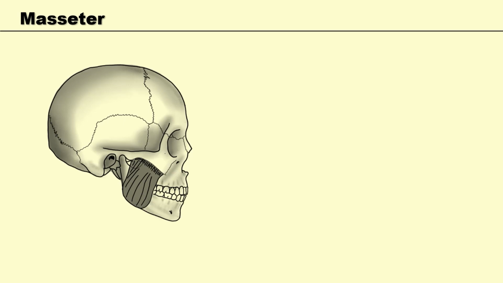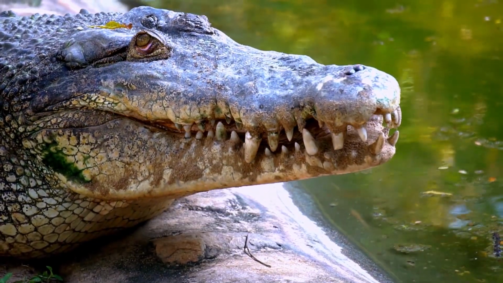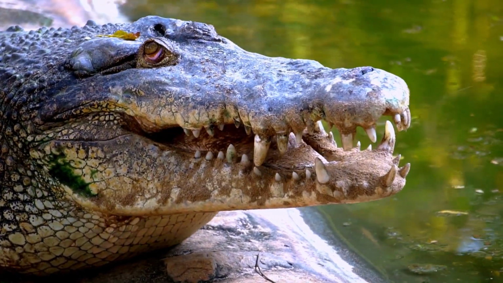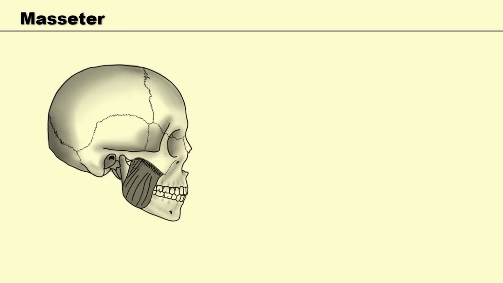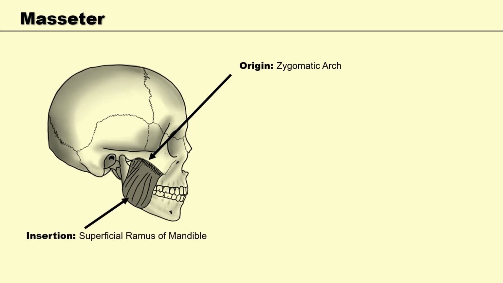Pound for pound, your masseter is the strongest muscle in the body, and if we look at the other animals in the animal kingdom, like the crocodile, we can see how effective this muscle is in elevating the mandible. The masseter originates from the zygomatic arch and inserts onto the superficial surface of the ramus of the mandible. That is the surface closest to the skin.